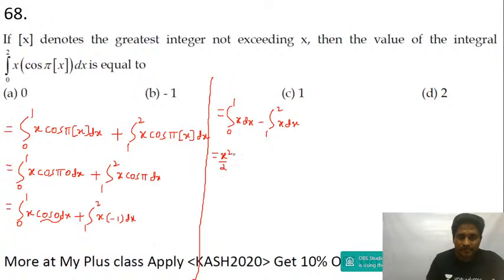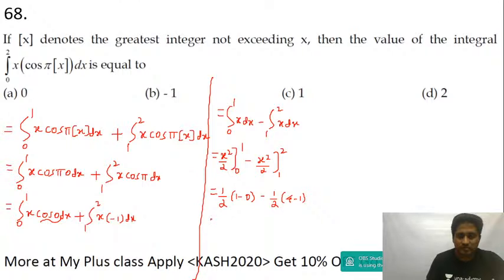X square by 2 between the limit 0 to 1. And integration of x is x square by 2 between the limits 1 to 2. Half is a constant, so it comes out. Upper limit 1, lower limit is 0. Minus 1 upon 2, upper limit 2 square 4, lower limit is 1.